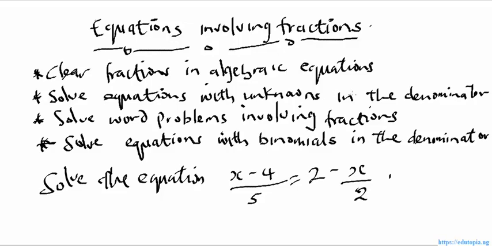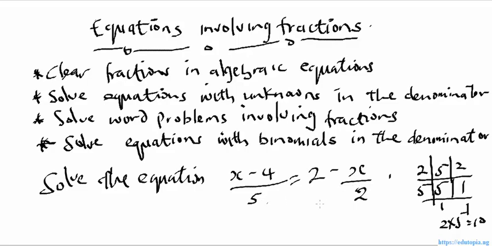But if, for example, we want to look for the LCM, let's come to this right hand side and find the LCM of 5 and 2. We have 5 and 2 here. I'll say 2 goes first. 2 divided by 2 is 1. Next, 5 into 5 is 1. So we're left with 2 times 5, which is equal to 10. So the LCM of 5 and 2 here is 10. So what we do now is simply multiply the whole equation by 10.